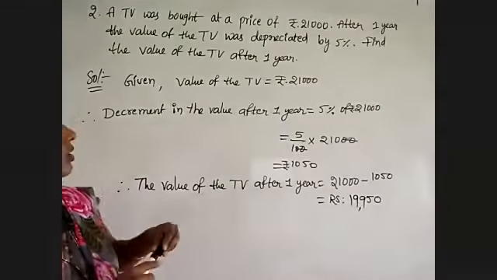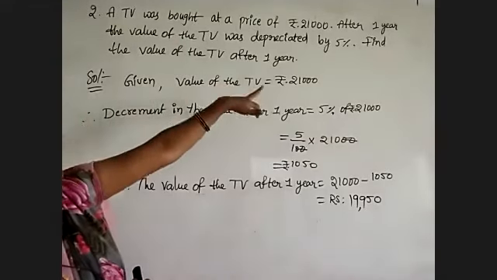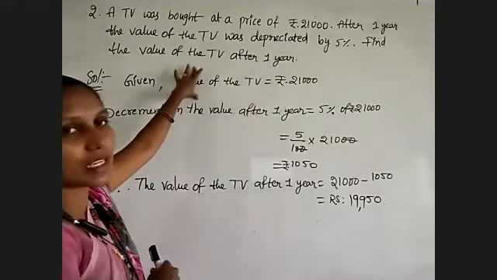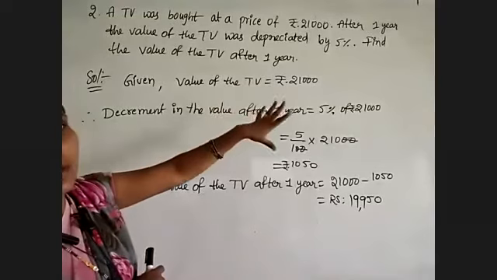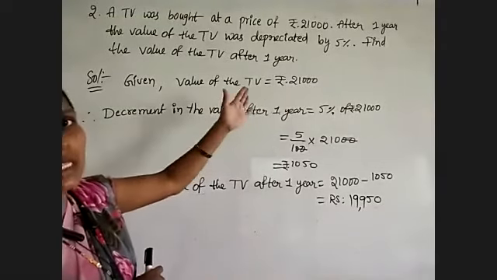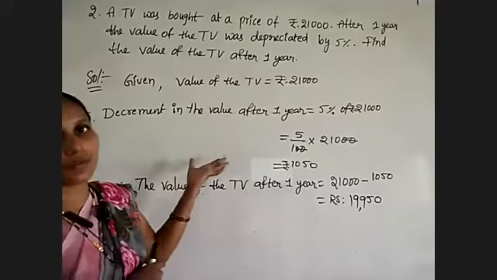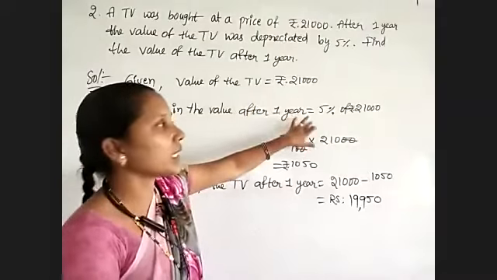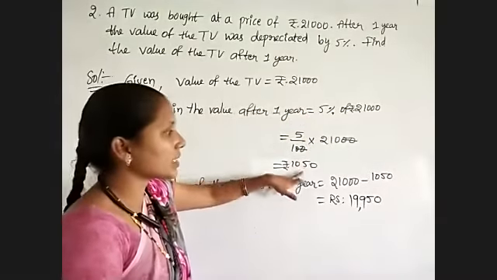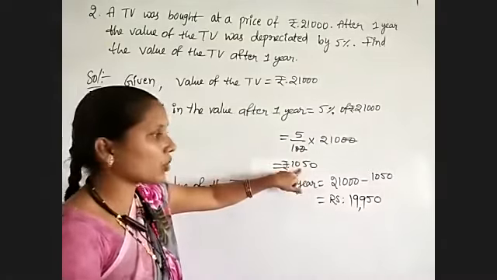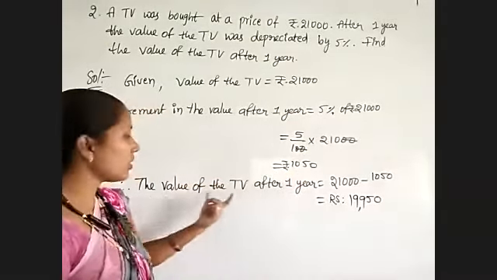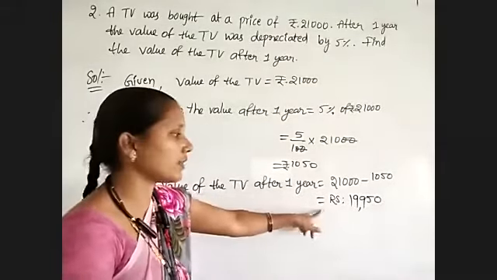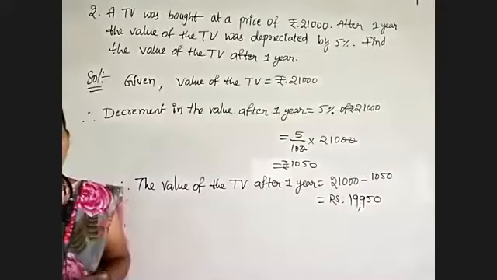So here, just observe the question. The TV was bought at a price of 21,000 rupees. The actual value of the TV is 21,000 rupees. After 1 year, the value of the TV was depreciated by 5%. Depreciation means that there is a decrement due to the usage of that item. So after 1 year, there is a 5% decrement in the original value. So what is the 5% value? Find out. This much amount is reduced after 1 year. So after 1 year, the value of the TV will be equal to 21,000 minus 1,050, which is equal to 19,950. Okay.